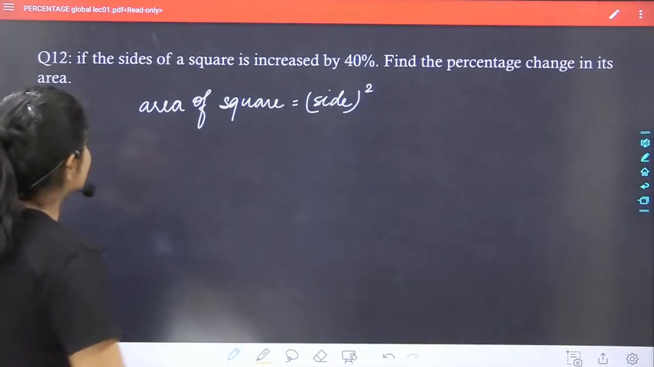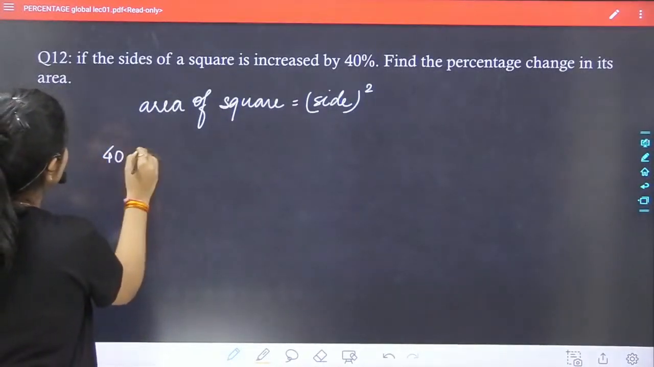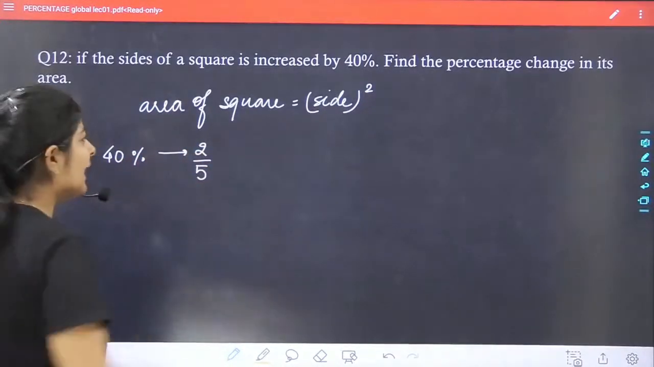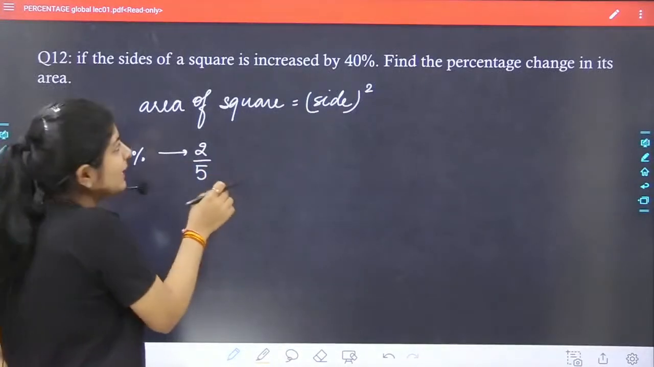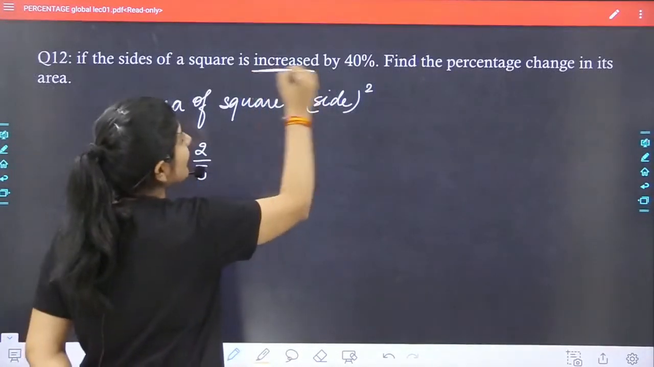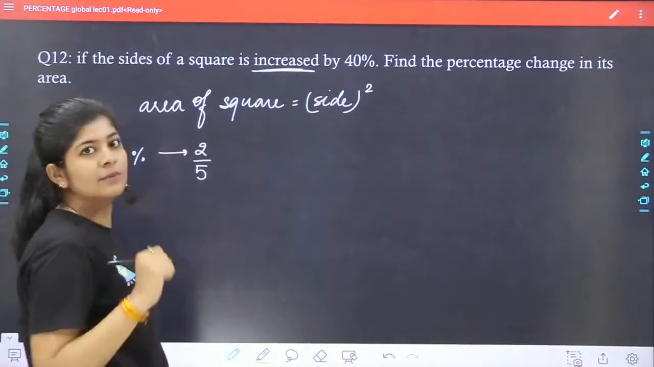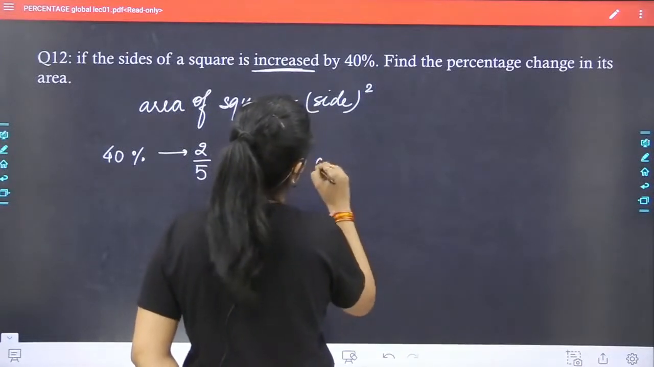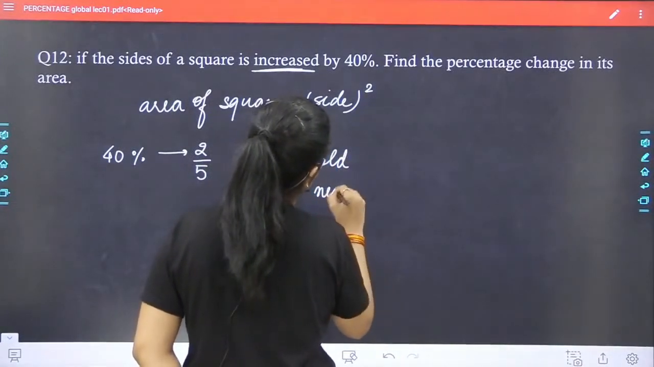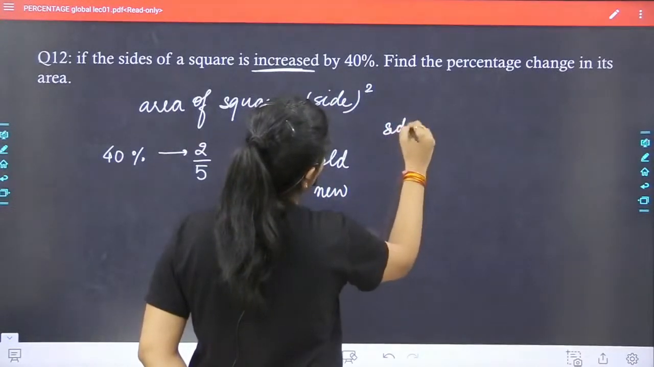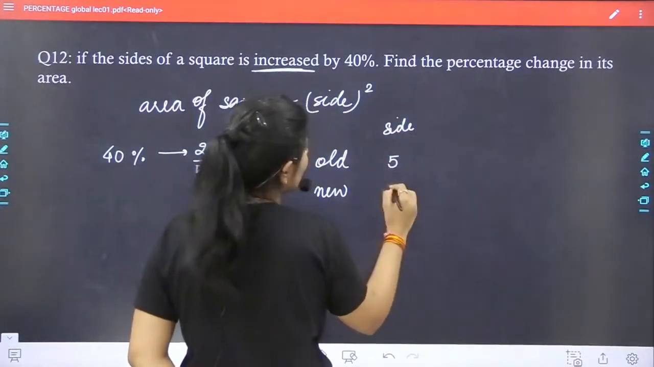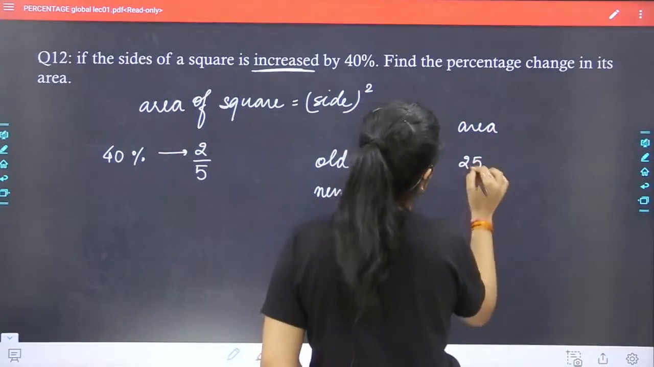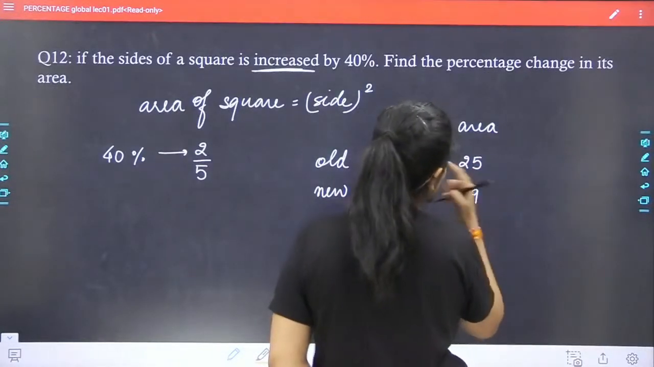Very good, Abhishek. Let's see. We can write 40% as 2 by 5 in fraction. If I have 5 as my initial side and we increase the side by 40%, then the new side will become 5 plus 2, that means 7. If I write the ratio, this is the old one and the new one. If the old side is 5, the new will become 7, and if we have to calculate the area, this will become 25, and this will become 49.